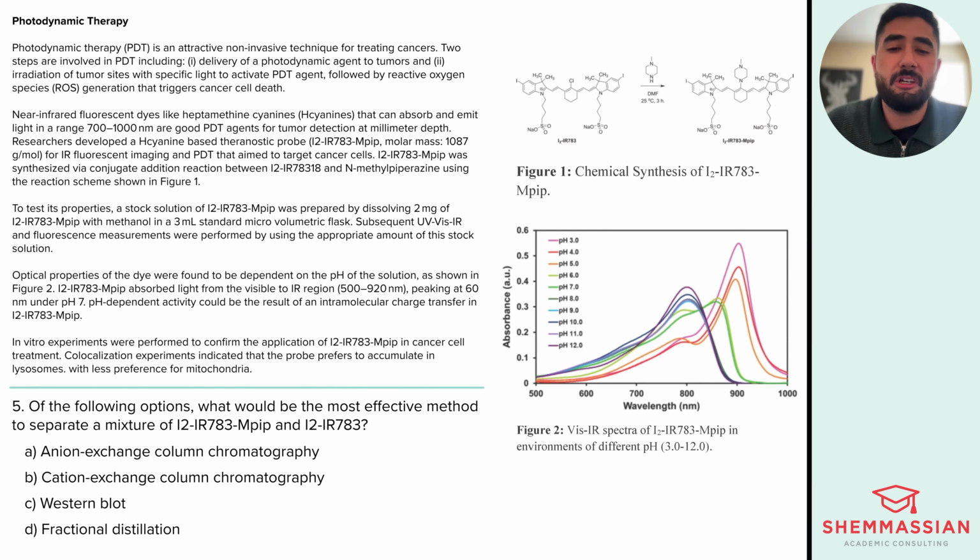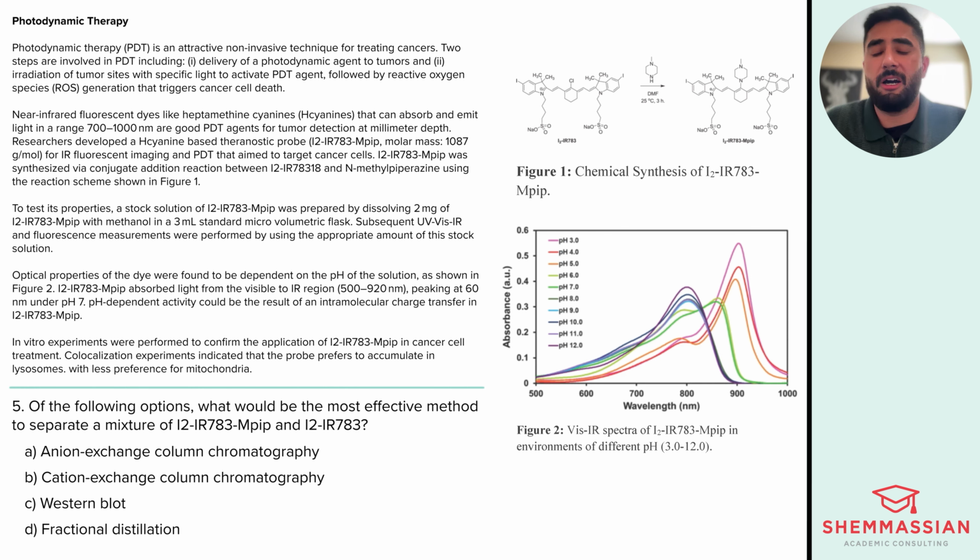And what that usually tells you is charges. Was there a massive difference in charges in MPIP in its original molecule? And the answer to that would be no, right? Where did we talk about anion or cation exchange or some type of ion exchange? And so for that reason, we'd be able to cross off answer option A and B almost immediately. The only options that would be left would be Western blot and fractional distillation.